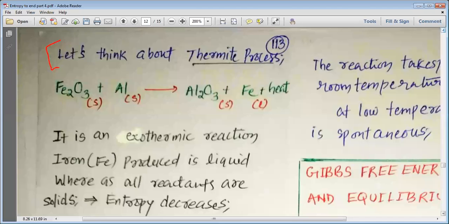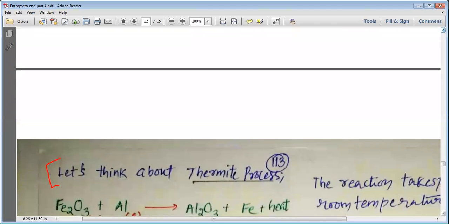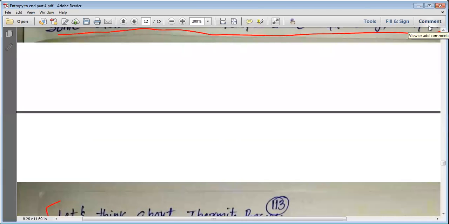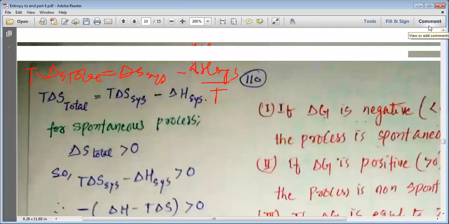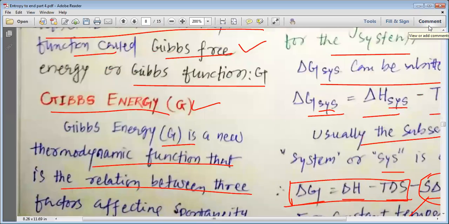So dear students, let us revise the topic. Today we have introduced the new thermodynamic function. This new thermodynamic function was considered to be the Gibbs free energy or Gibbs energy.